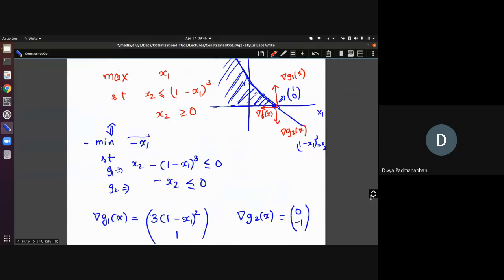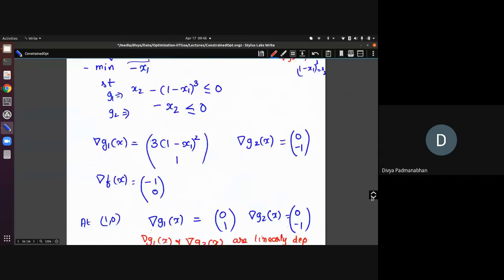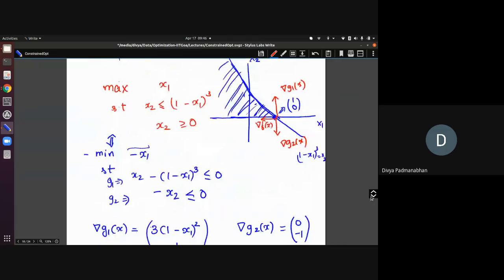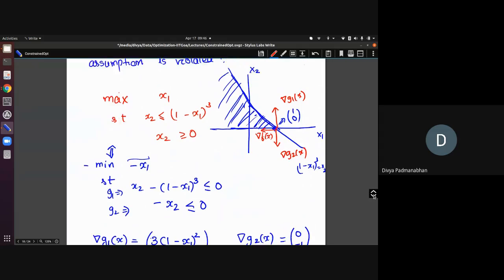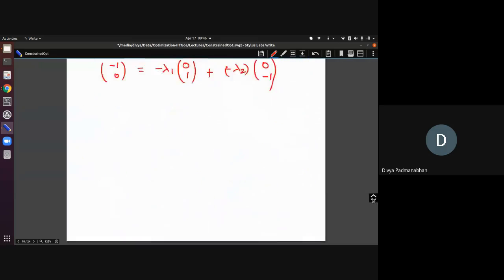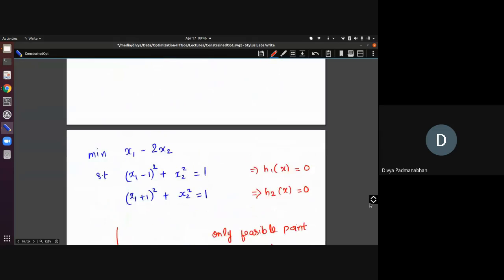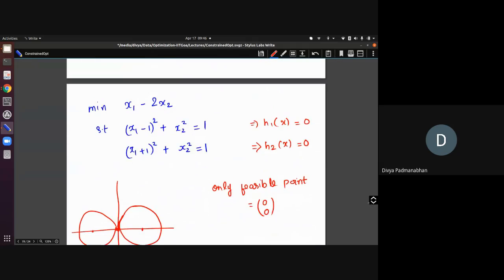Now one thing here is, is the problem convex here? It's not convex anyway, so it's out of question. Now, another example I have to illustrate the same thing about the regularity assumption: when it is violated, you may not find a KKT point. So that's this example. I will leave it for you to try out as an exercise.